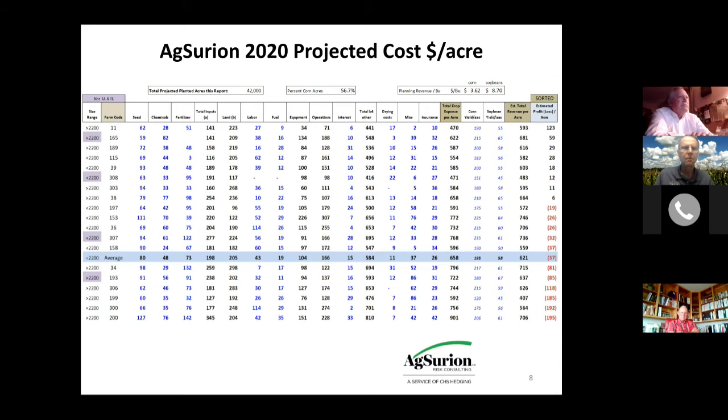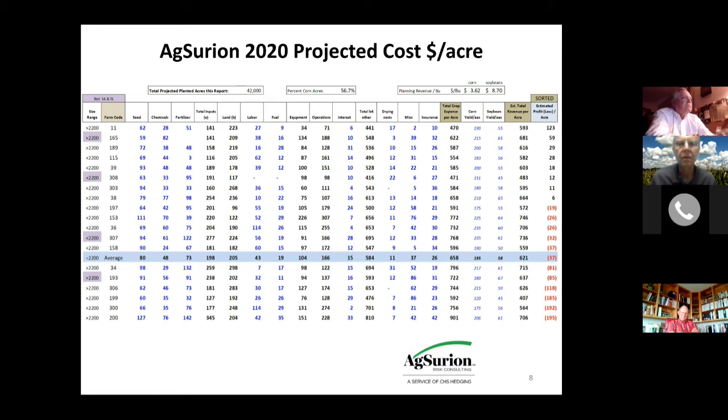Okay, yes. You can see the numbers there on the screen. About half of the operations projected a profit at 365 corn and 870 beans. The other half projected a loss. So that average is probably pretty close to average cost of production.